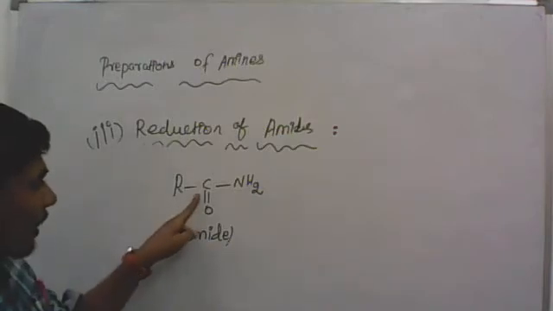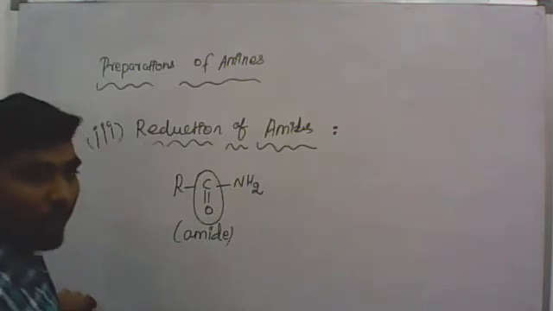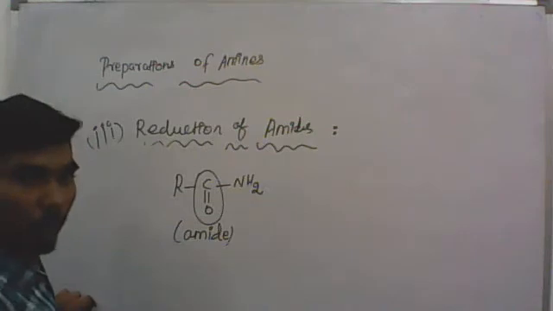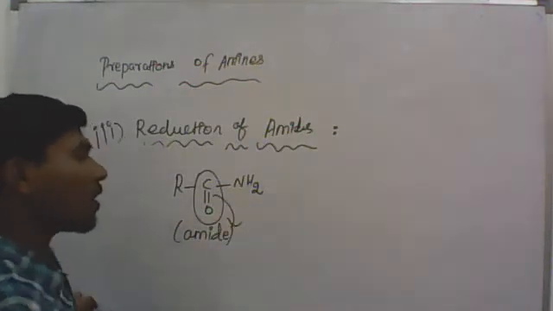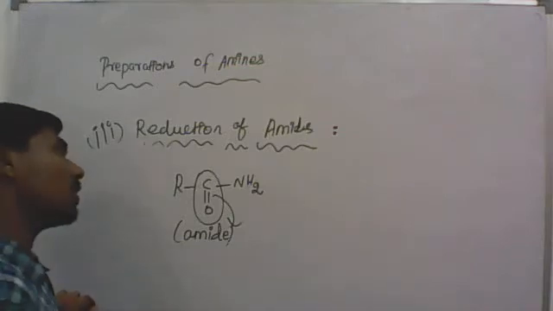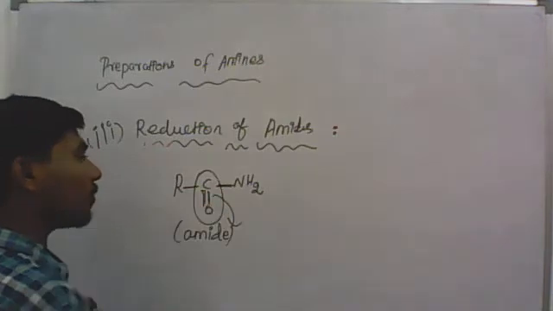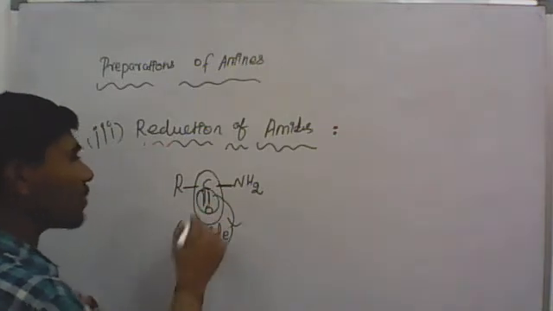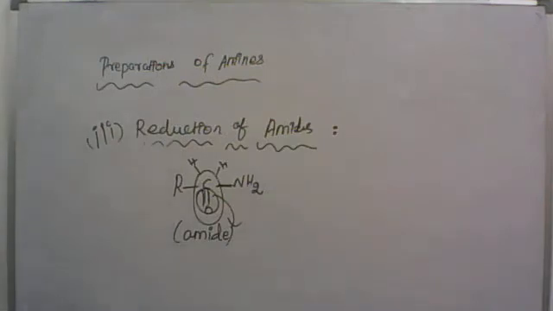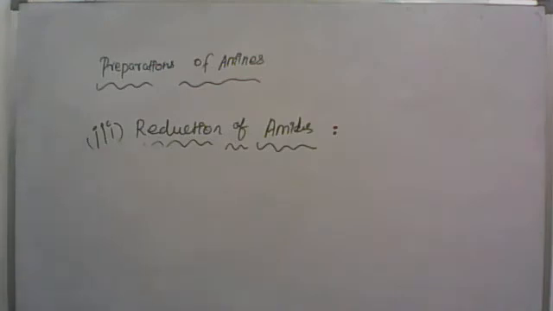See here, a carbonyl group is there, and in the carbonyl group one oxygen is present. We are going to reduce the carbon-oxygen double bond and eliminate the oxygen from this double bond. Instead of oxygen, we add two hydrogens, because the carbon valency is 4. We are removing oxygen, so we have to add two hydrogens. This is called reduction of amides, and it produces an amine as the product.